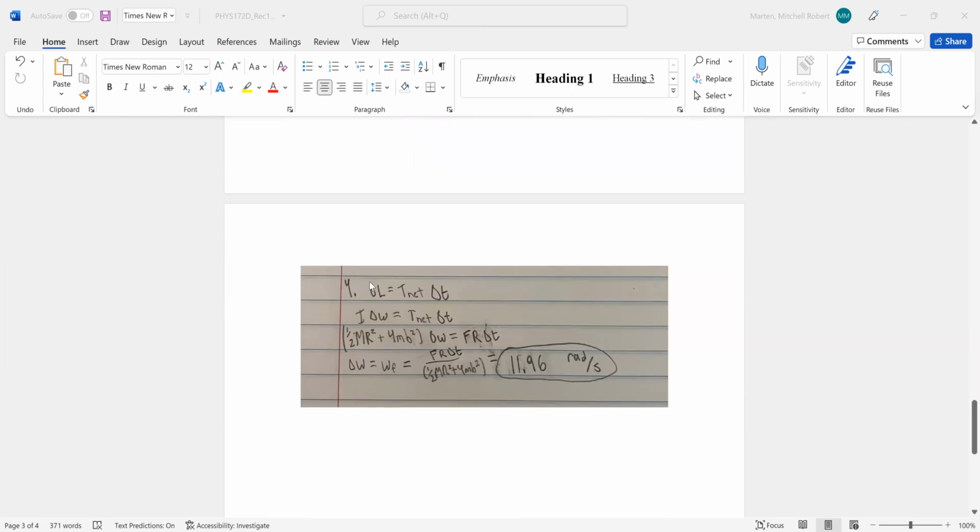and asks us for the angular speed. So like before, you just say that the change in angular momentum is equal to the net torque times delta t. So you could just say that I delta omega is equal to the net torque times delta t. If you solve for I in this case, it's 1/2 mr squared plus 4mb squared, times delta omega. And then the net torque would just be the force times the radius, times delta t. Solve for delta omega, which is also the omega final because it's initially at rest. And you get 11.96 rad per second. Did you guys get that? Yeah, I just rounded it up to 12, but yeah, got exactly the same.